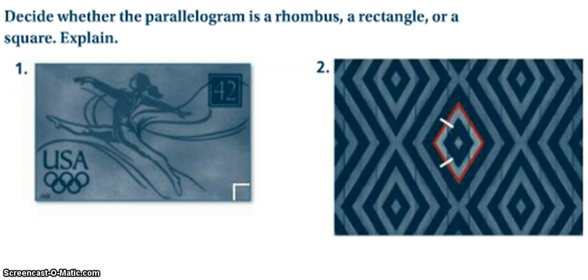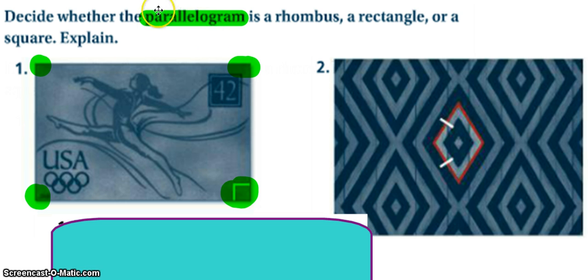Take a moment to solve 1 and 2. We've got a postage stamp here, and then we've got kind of a pattern to print over here. See what you think about what shapes both of those are. Be as specific as possible. With all of these problems, remember your special rules for parallelograms before you start trying to solve things.